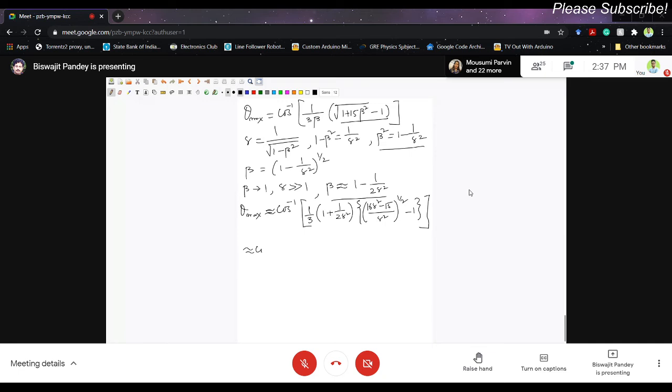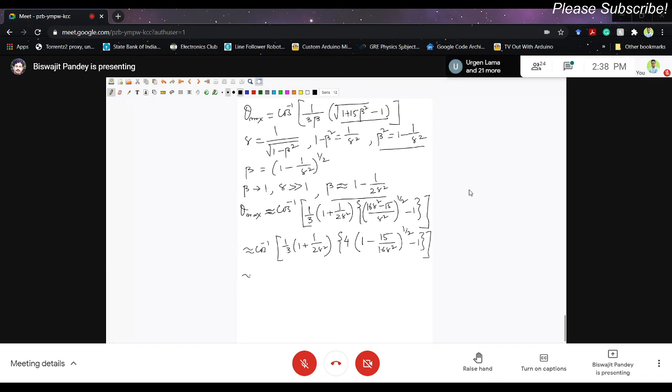Again, let us simplify. Cos inverse of 1 by 3, times 1 plus 1 by 2 gamma square. If I take 16 outside, the square root of 16 will become 4. And what we are left with inside is 1 minus 15 by 16 gamma square, to the power half, minus 1.